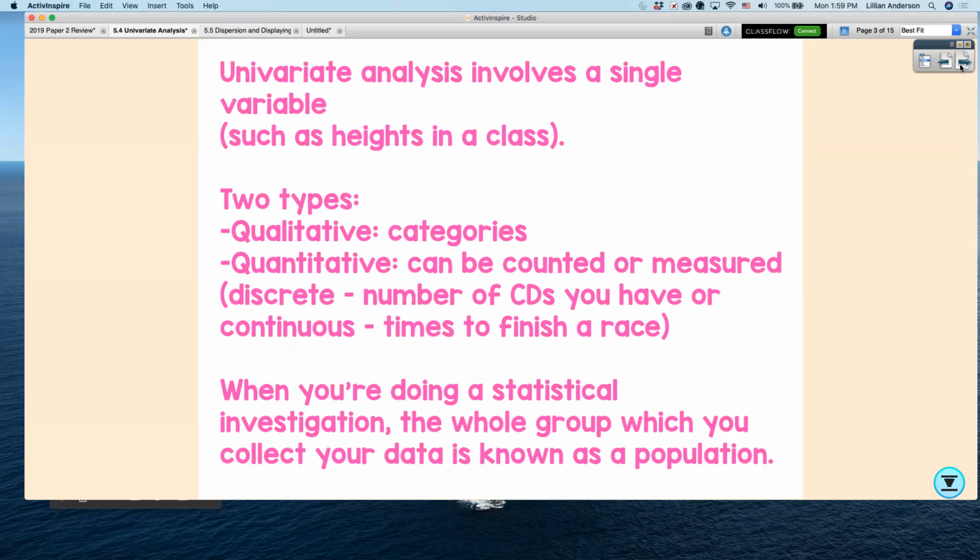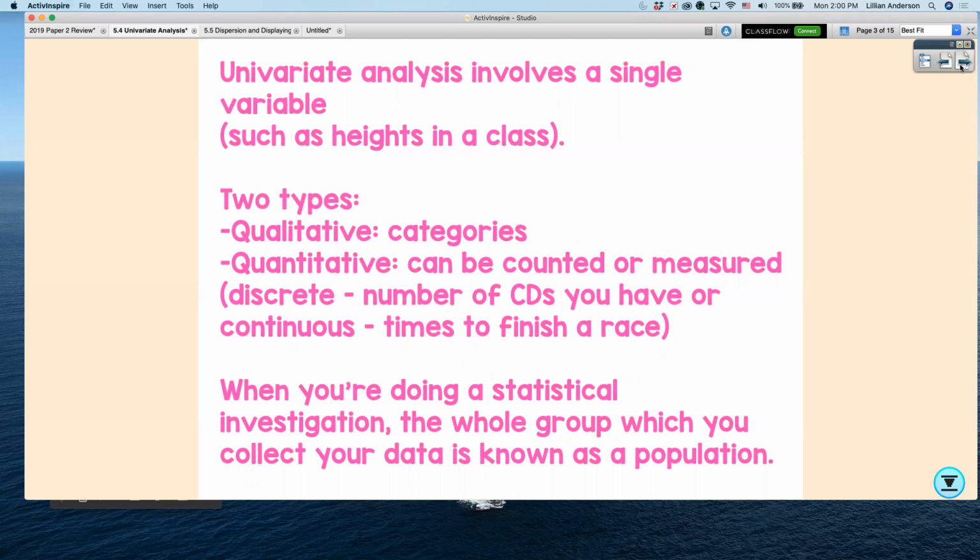So like I said, number of siblings, heights of everybody in the class. That's what univariate means. So remember, we're taking smart notes, smart notes. Now with data, there's two different types. You have qualitative and you have quantitative.